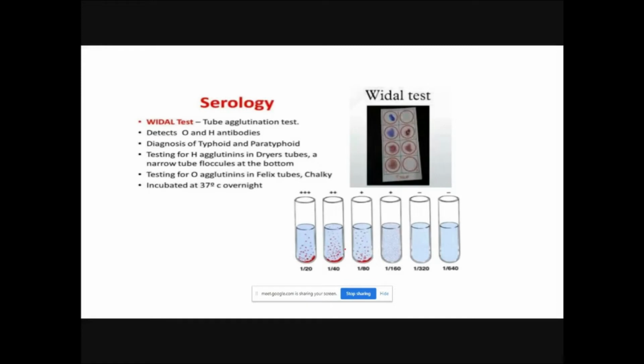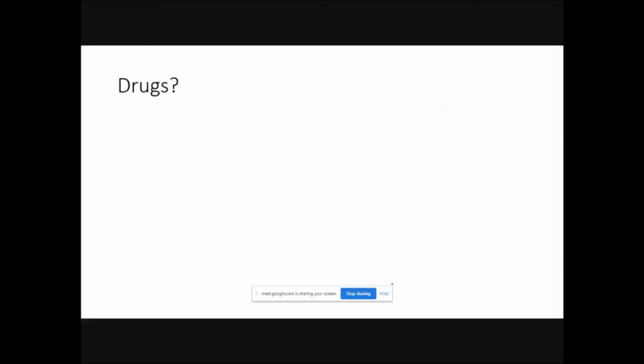So this is just to show the Vidal test: O antigen and H antigen. Titers of O antigen equal to or more than 1 in 160 dilutions are said to be positive for typhoid fever, and for H it is 1 in 200. This is just to show what investigations you have to look for in the Vidal test.